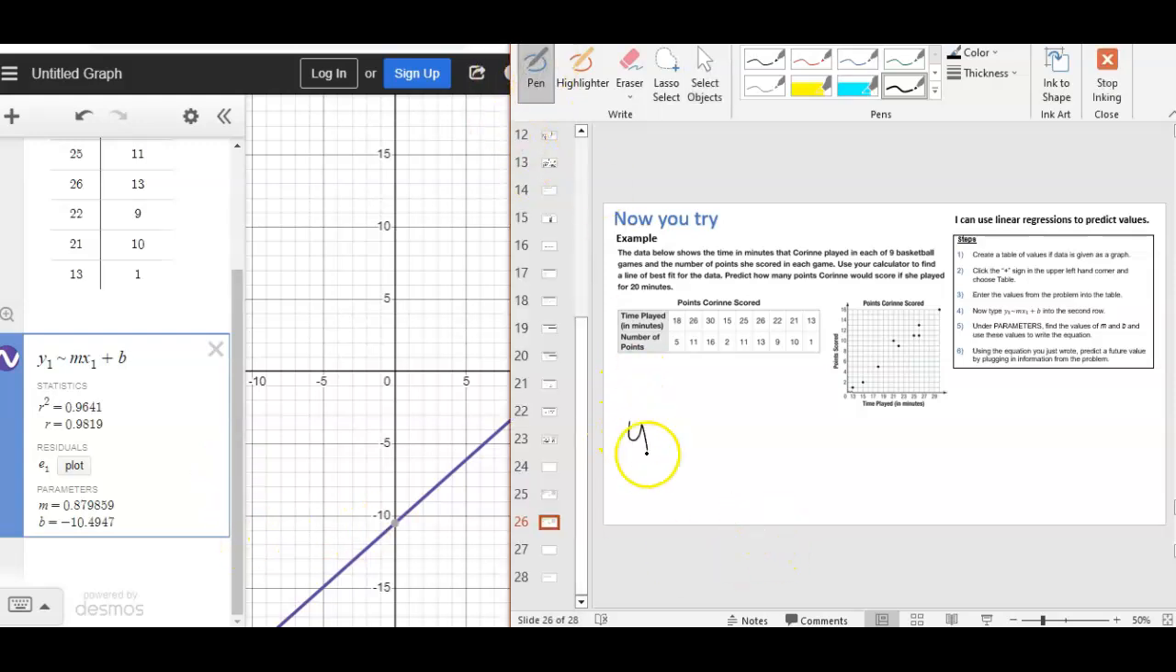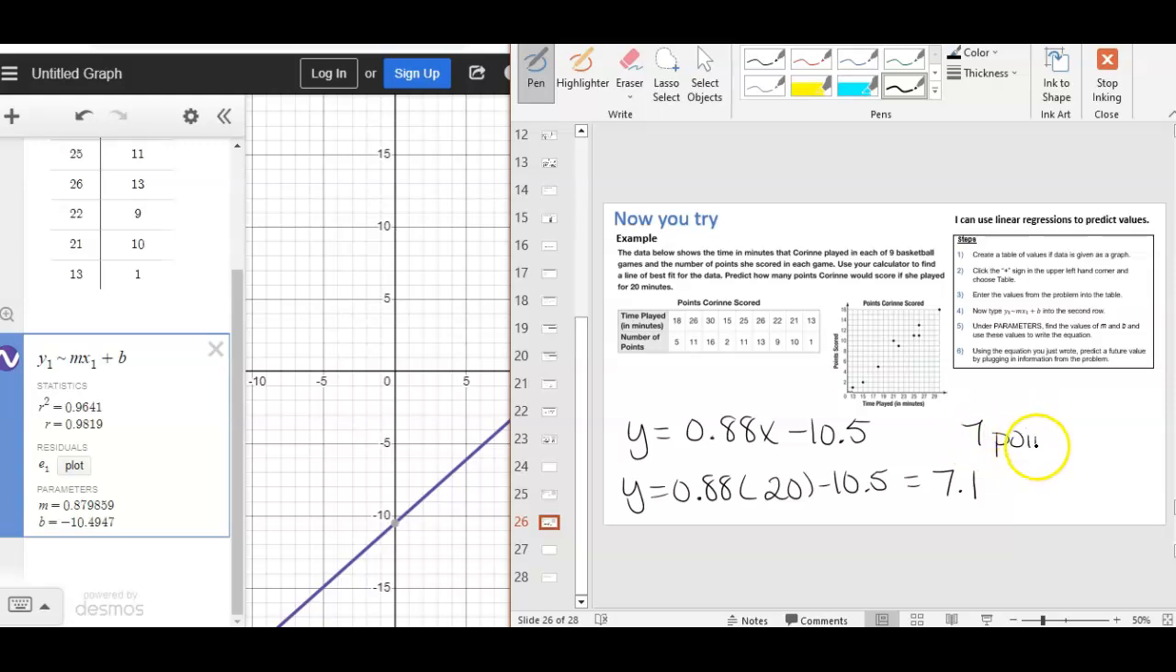So this equation is going to be y equals 0.88x minus 10.5. Now it wants us to predict her score if she played for 20 minutes. So we have y equals 0.88 times 20 minus 10.5. If you do that on your calculator, 0.88 times 20 minus 10.5, that is about 7.1. So we say she scores about 7 points if she plays for 20 minutes.